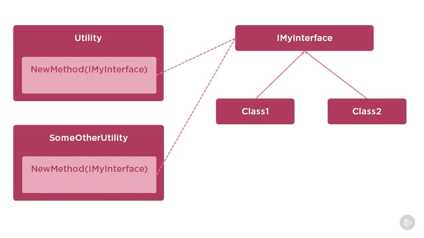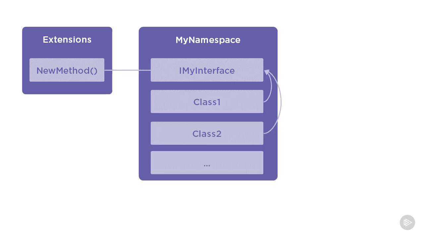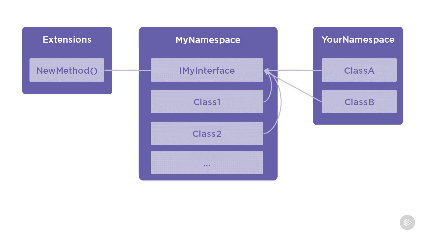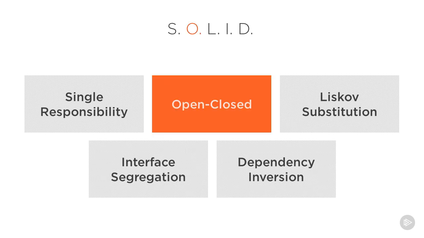This is where extension methods come in. They let you extend an existing class or interface in your own code or someone else's code, using a single implementation of a method which is easily discoverable. If you're familiar with the SOLID principles, extension methods are the O. They make any type open for extensibility while keeping it closed for modification.